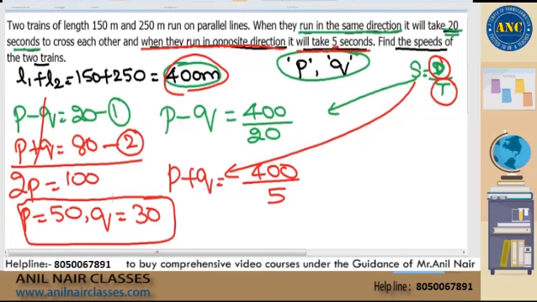We are only discussing the concept of relative speed to solve such kinds of problems. Please remember, relative speed is nothing but the difference between the speeds if they are in the same direction. It is the sum of the speeds if they are in opposite directions. I hope it is clear, sir.